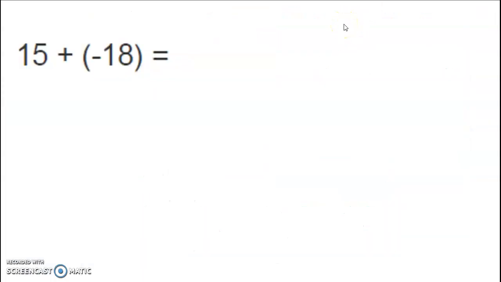So we have to find the difference between 15 and 18. You can absolutely do this in your head. You probably know that there's the number 3 between the two. And then the heavier number, or the one with the greater absolute value, is 18. So because it's negative, my answer is going to be negative. So this is just a negative 3.